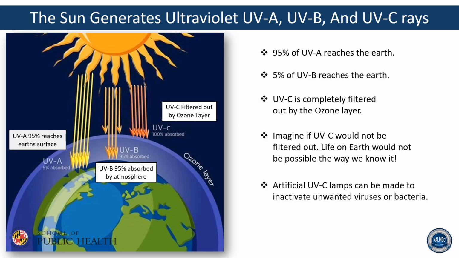The sun naturally generates ultraviolet A, B, and C rays. 95% of UVA reaches the Earth, whereas only 5% of UVB reaches the Earth. Now, UVC is actually completely filtered out by the ozone layer. Imagine if UVC would not be filtered out. Life on Earth would not be possible the way we know it. Artificial UVC lamps can be made to inactivate unwanted viruses or bacteria, where we then use this UVC to, as we said earlier, kill those germs in the air.